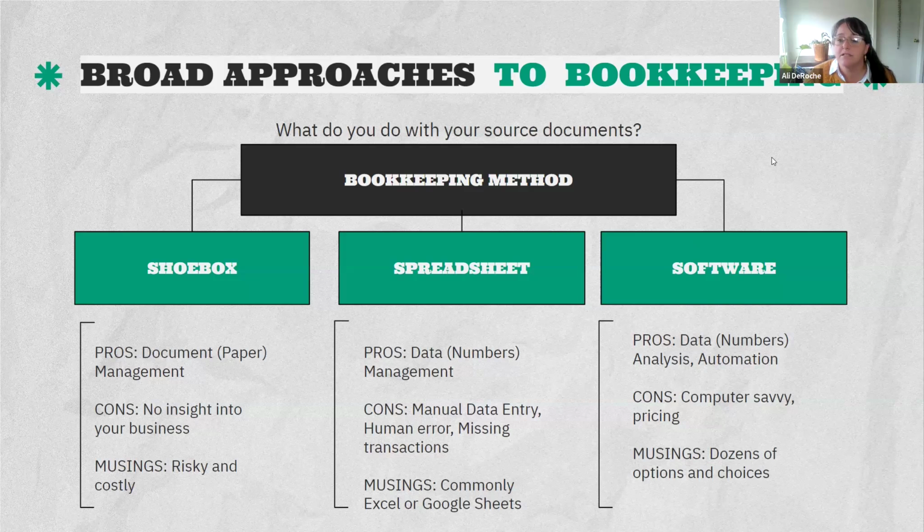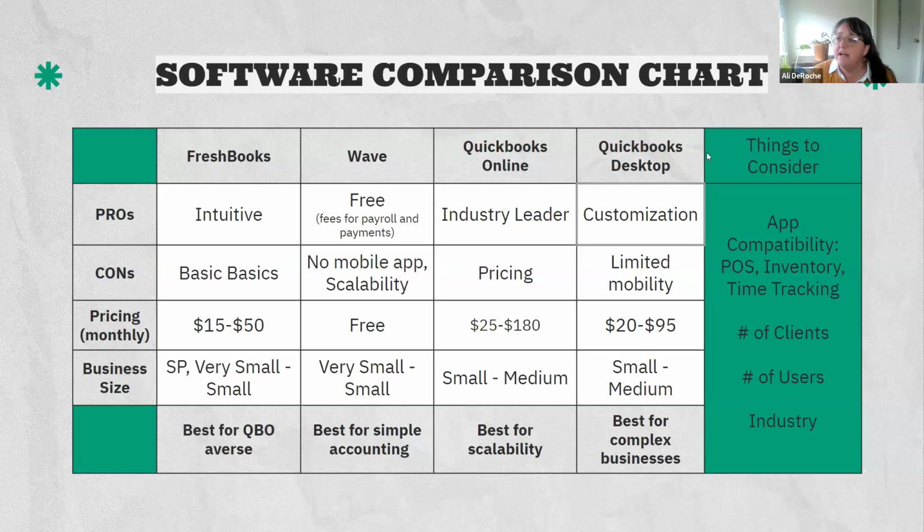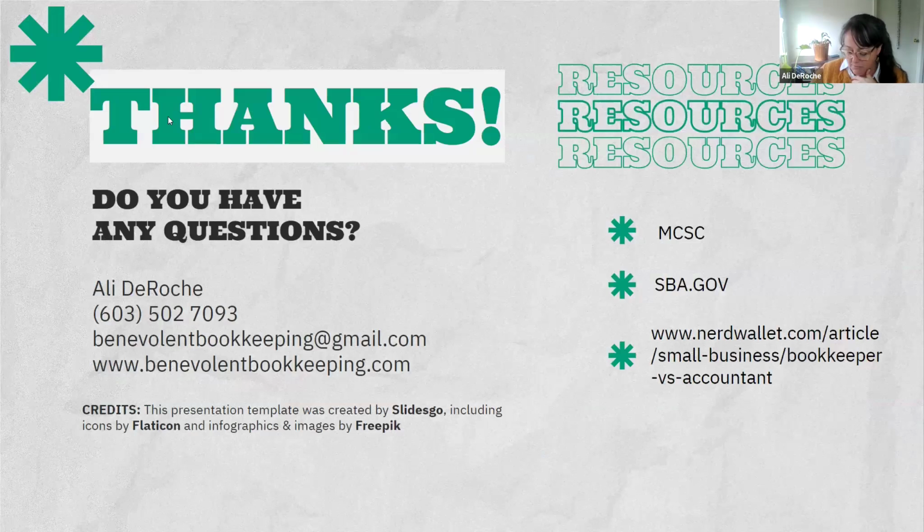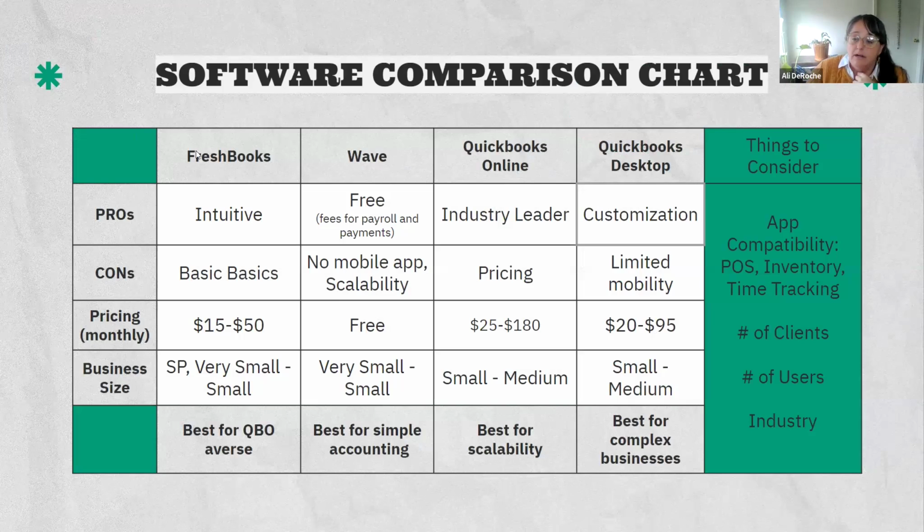And that's going to bring us to a little bit of a software comparison chart. I'm trying to see if this is mostly pretty updated here. So up on top, I've got a couple of the most popular bookkeeping softwares. So FreshBooks, I don't know if you have heard of that one. We've got FreshBooks, Wave, QuickBooks Online, QuickBooks Desktop. And as I said, there's definitely plenty more of these.